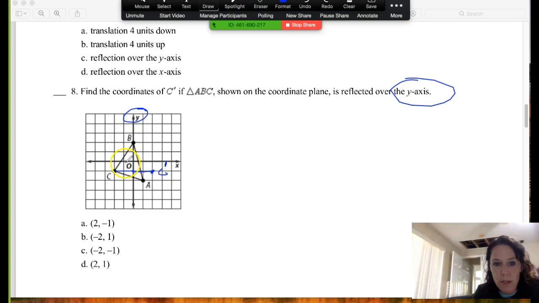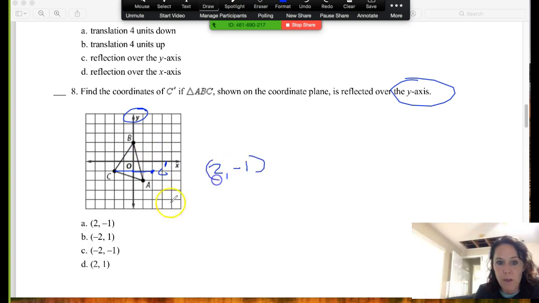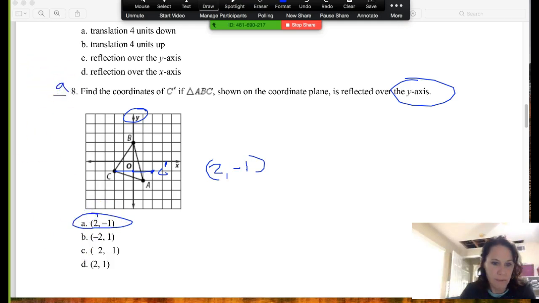Now what are those coordinates? The coordinates are over 2, down 1. So C prime would be over 2, down 1. It would be A. All right, on to the next one.